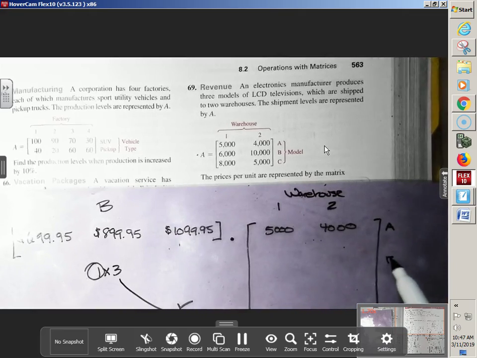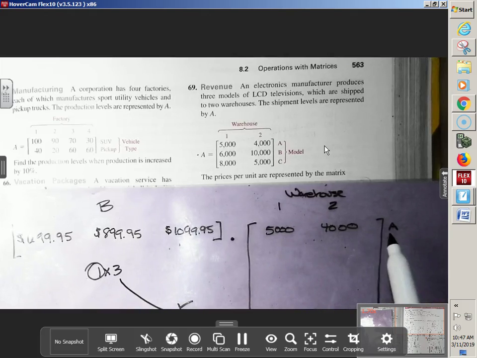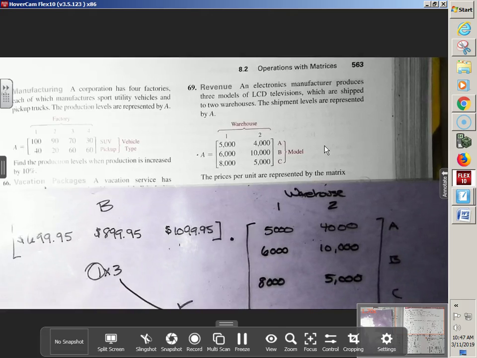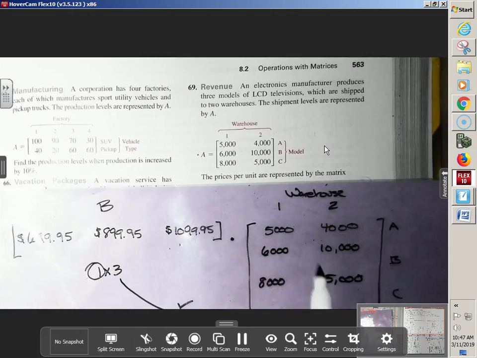Then I have model B and I have model C. So I have a total of 9,000 model A TVs, but they're just split up. I have a total of 16,000 model B TVs, but they're split up between the different warehouses. And then I have a total of 13,000 model C TVs. Can you guys tell how much the model A TVs are just by the basis of the placement of these numbers in these two matrices? How much are model A's?